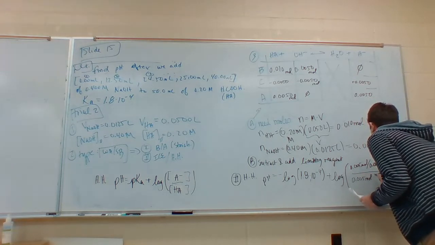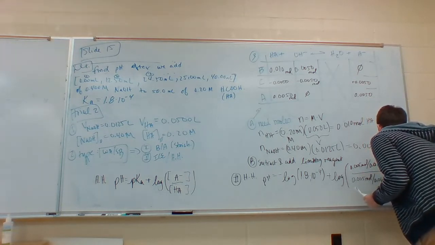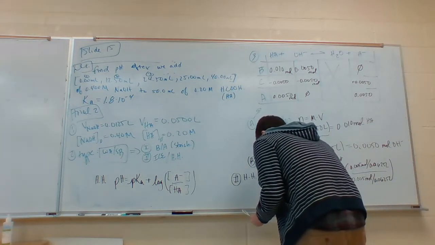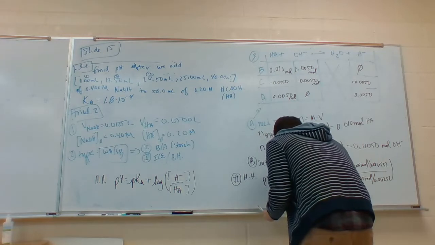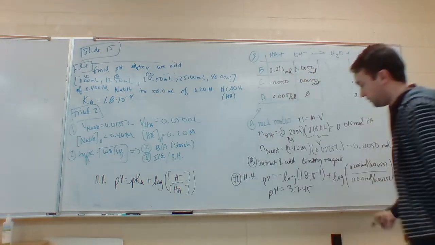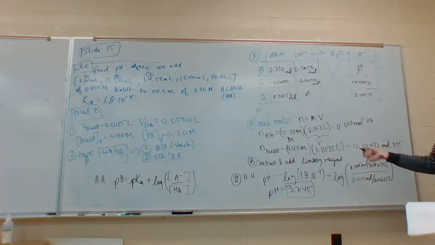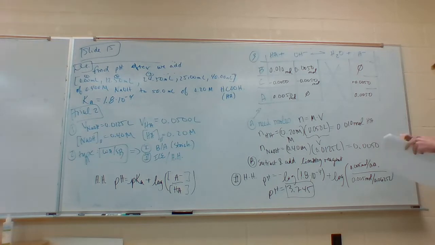And then 0.005 moles over 0.0625 liters. Those happen to be the same, so you end up seeing that your pH is equal to 3.745. Okay, again, last time it was 2.22. All right, our pH has gone up a little bit because we've added some base.